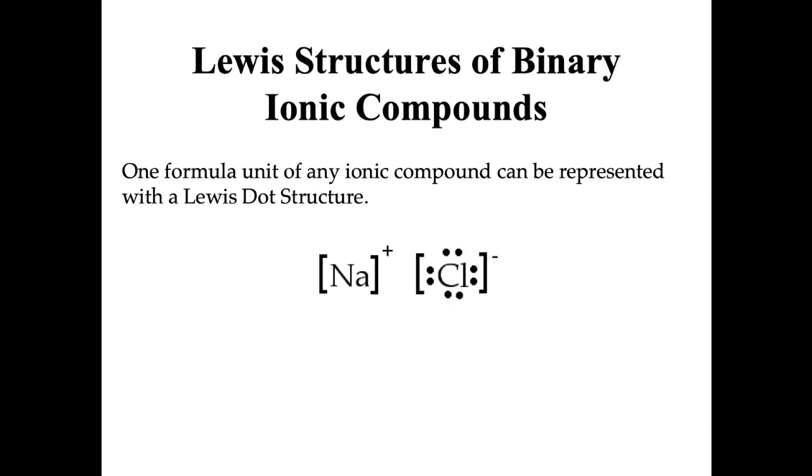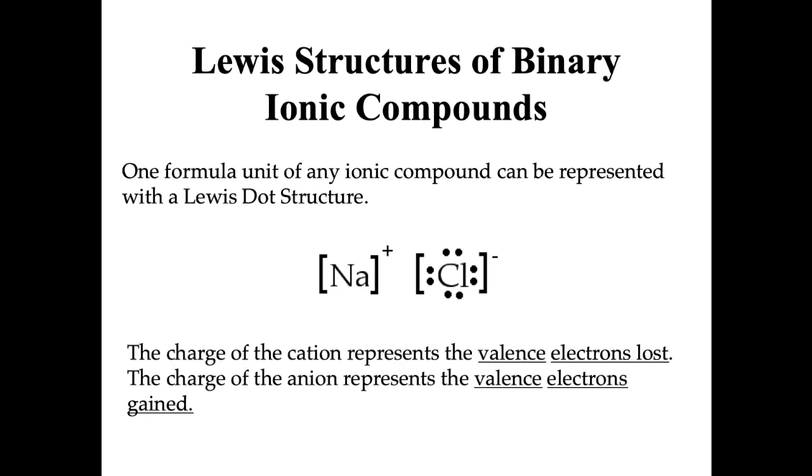Likewise with chlorine, since it's gained an electron, we now draw it with 8 dots around it, and we put it in brackets to signify that it's an ion, and put its charge outside the bracket. It's a negative 1. Remember, the charge of the cation represents the number of valence electrons that it has lost, while the charge of the anion represents the number of valence electrons that was gained.